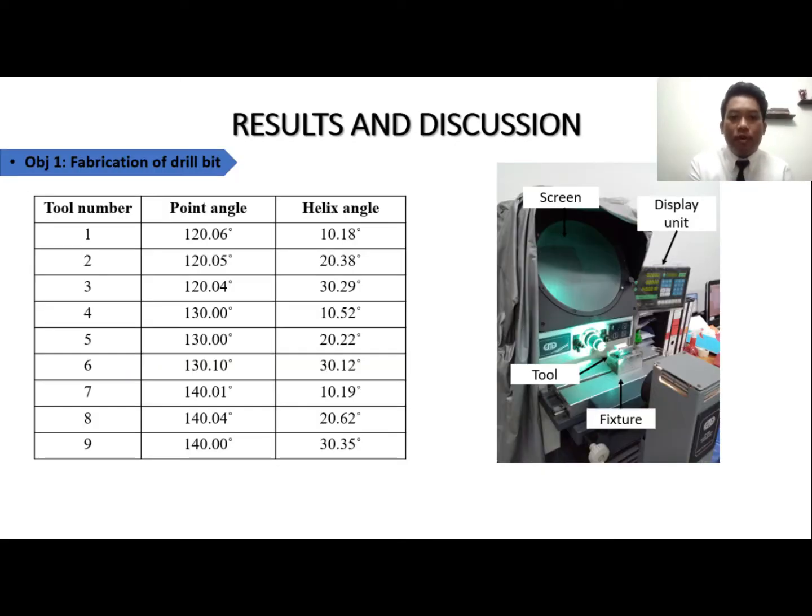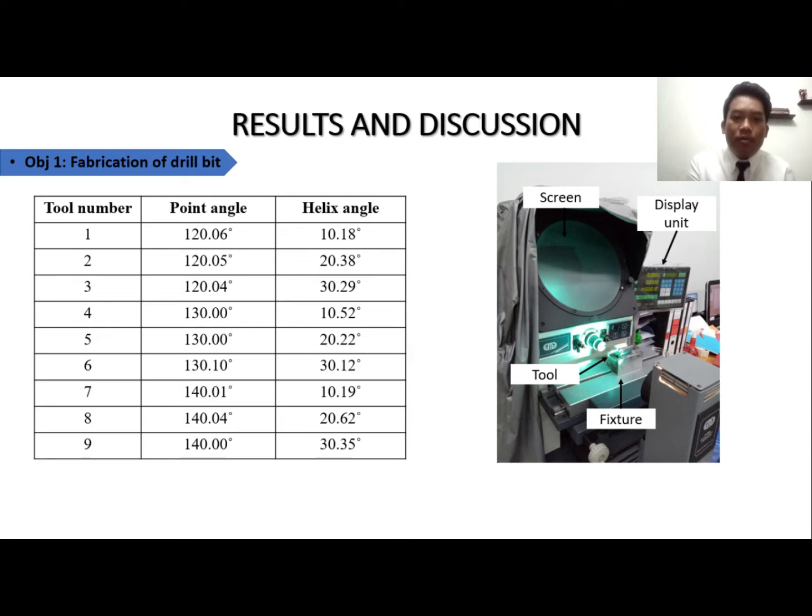Next, I will proceed to chapter 4, result and discussion. This is the result for objective 1, that is fabrication of drill bits with different point angle and helix angle. The drill bits that have been fabricated earlier were inspected using an optical comparator to measure the point angle and helix angle of the drill.